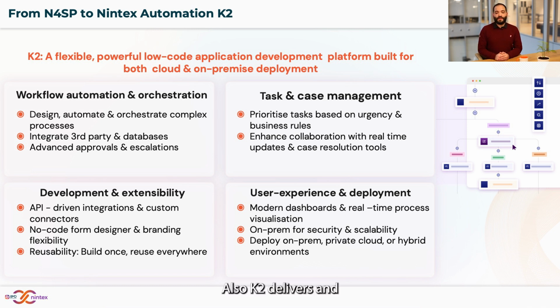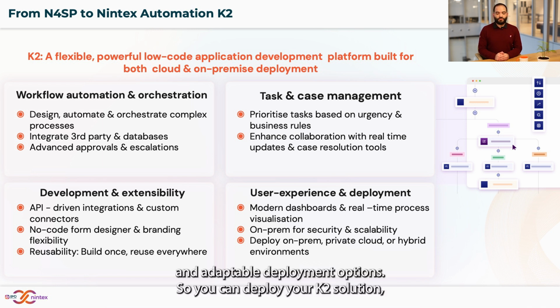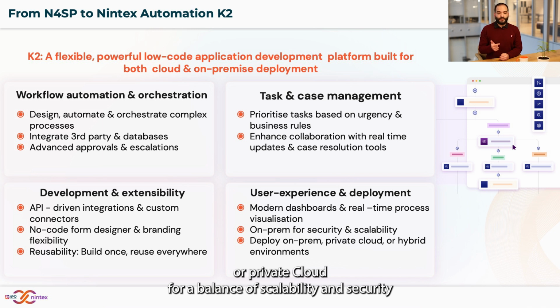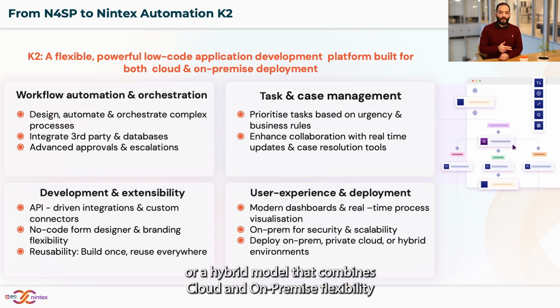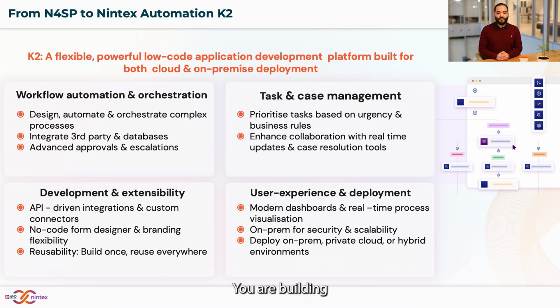Also, K2 delivers an enhanced user experience with modern dashboards, real-time process visualization, and adaptable deployment options. So you can deploy your K2 solution in an on-prem environment for full control and compliance, or private cloud for a balance of scalability and security, or a hybrid model that combines cloud and on-prem flexibility. With Nintex Automation K2, you are not just automating workflows. You are building fully functional business applications that integrate seamlessly with your IT ecosystem.